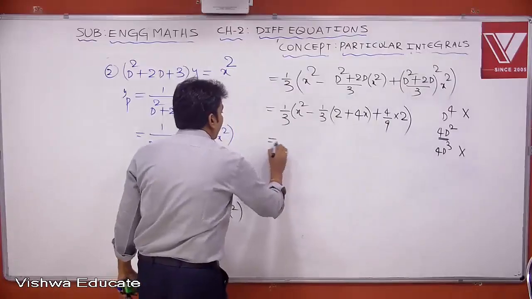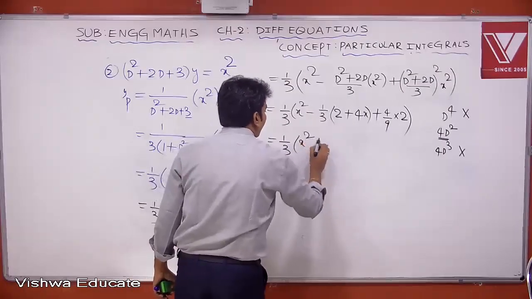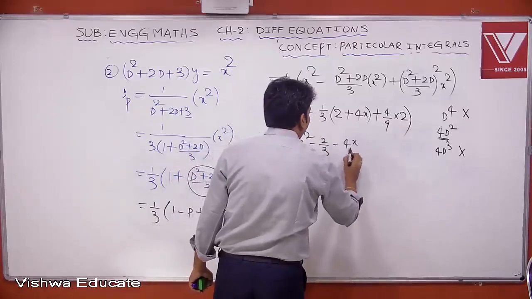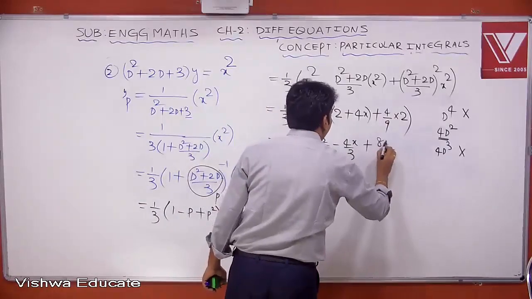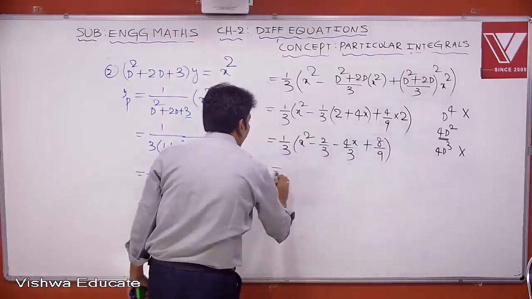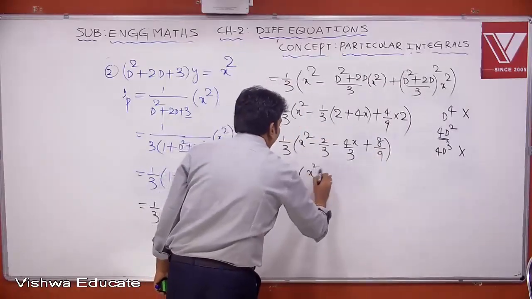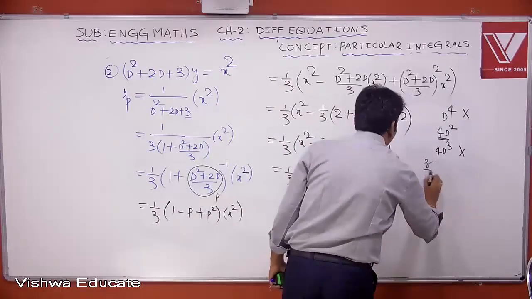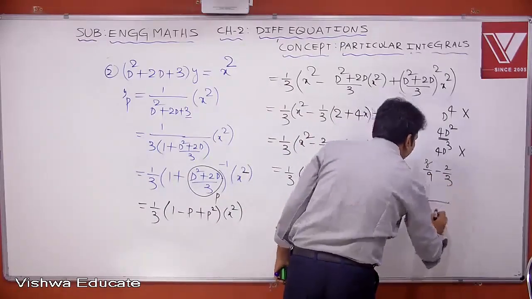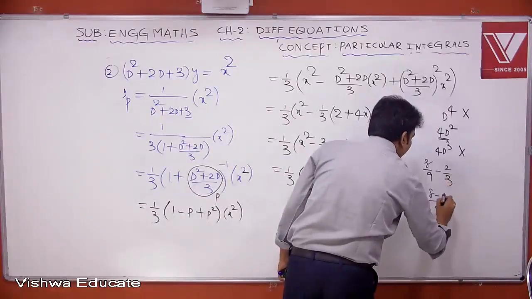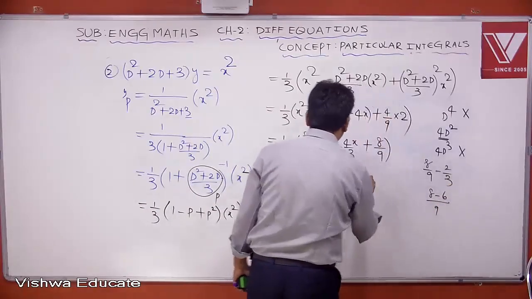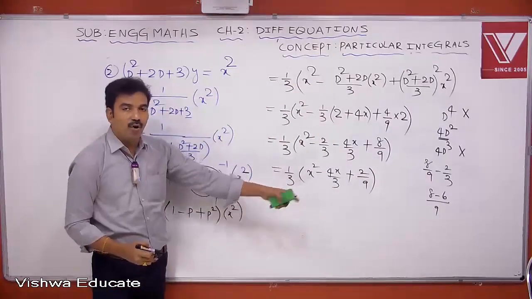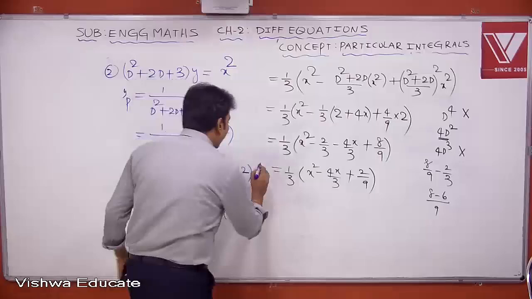Therefore in this case the value is 1 by 3 into x square minus 2 by 3, and this is minus 4x by 3, and this one is plus 8 by 9. So therefore this is 1 by 3 into x square minus 4x by 3 plus, let us simplify, 8 by 9 minus 2 by 3. So LCM is 9, this is 8, 3 2, so this is 6. So 2 by 9. Therefore in this case the result is again a second degree polynomial expression. Therefore this is the value of yp.